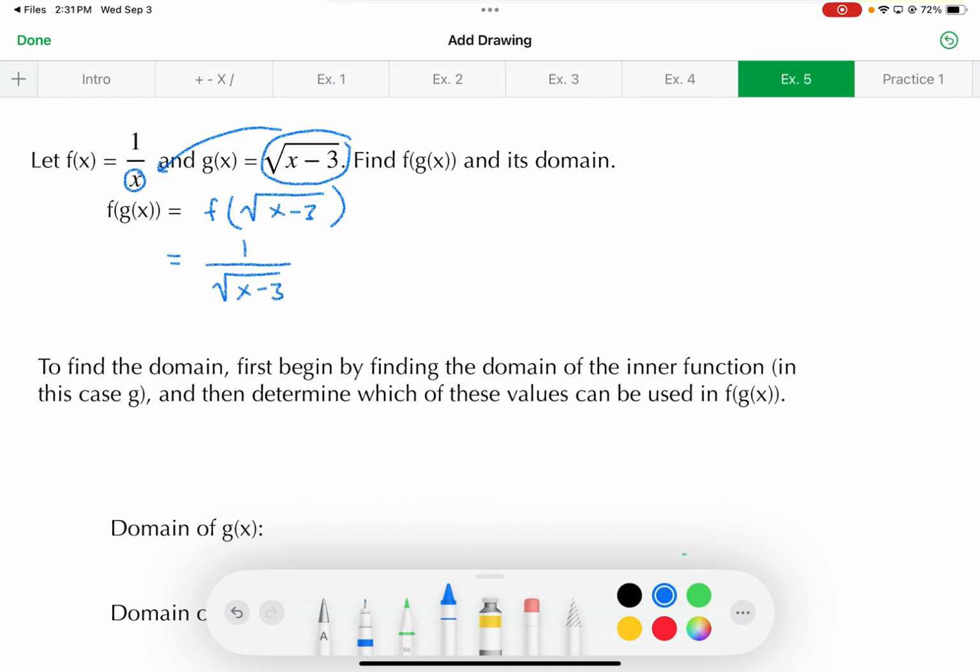Is that simplified? Why not? Yeah, we don't like radicals in the denominator, right? Because square roots are potentially irrational, aren't they? If it's not of a perfect square. And we don't like dividing by irrational numbers. So we need to rationalize the denominator. How do we do that? Mm-hmm. Square it. Can't square it.